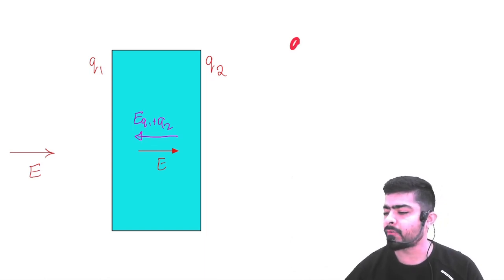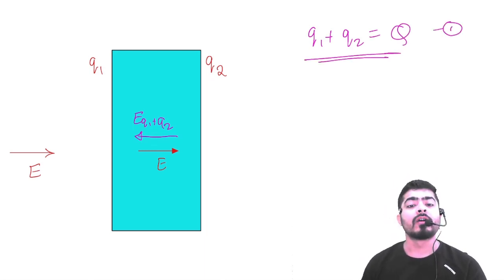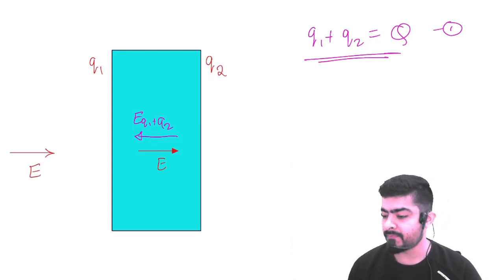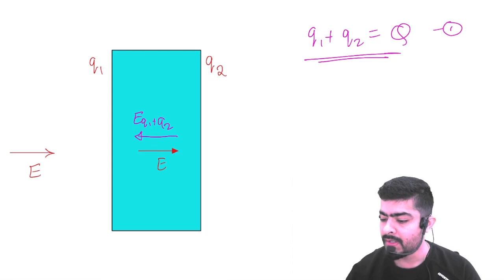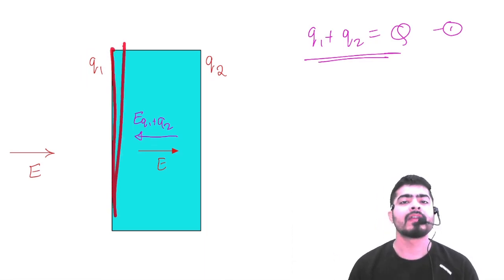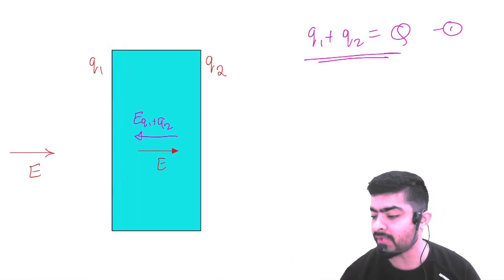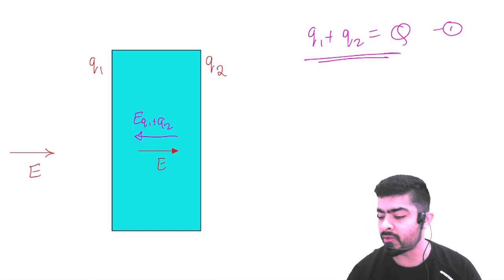Your first equation will be Q1 plus Q2 equal to total charge Q. That's your first equation. Alright, what should be the second equation? So observe something. This Q1 charge is spread on this sheet. Assume this to be a non-conducting sheet. So because of that, what will be the electric field over here?